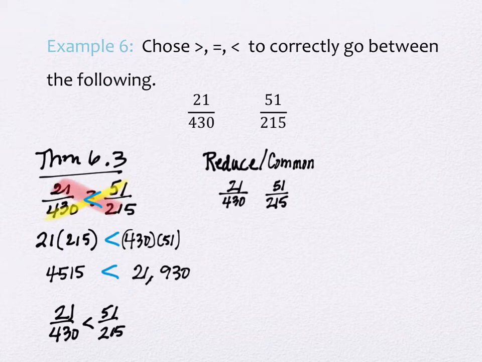21 and 430. 21 is only divisible by 3 and 7. Agreed? 430 is not divisible by 3 or 7. So these are actually in reduced form, at least the one on the left-hand side is, because 21 and 430 have nothing in common. The 51 and the 215, so 51 is divisible by 3. And so I think they're both divisible by 3. So one option is we can divide these both by 3. Okay, because they do both have that in common.